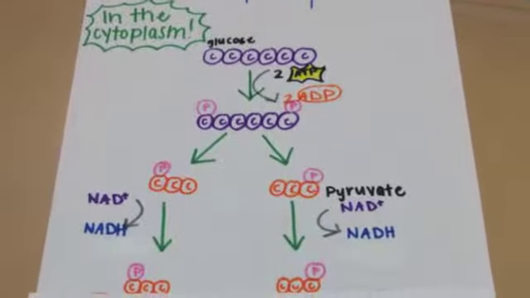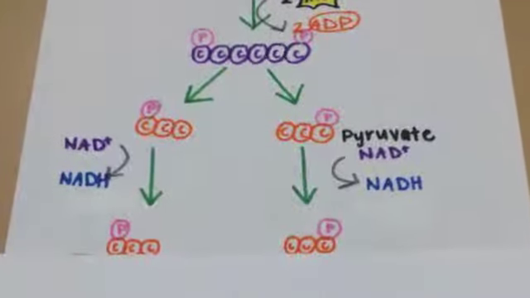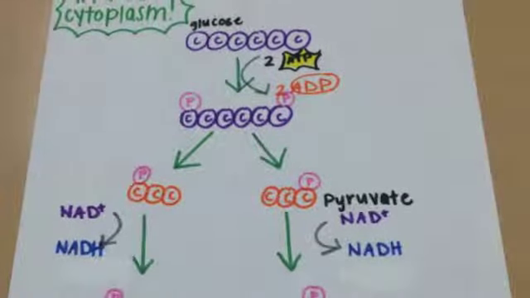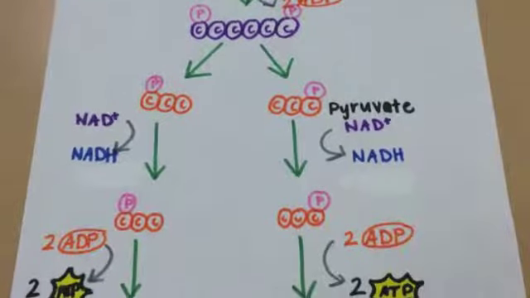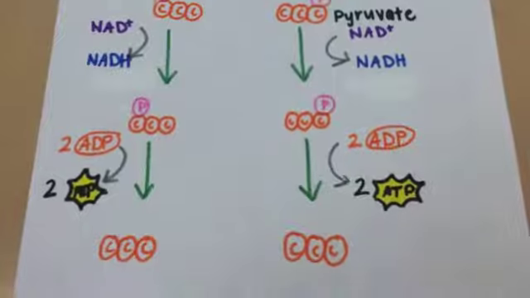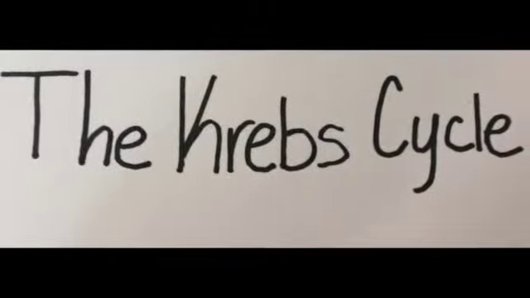An NAD+ transforms into NADH for both 3-carbon molecules. 2 ADPs arrive for each 3-carbon molecule and take the phosphates away to create 2 ATPs, that's 4 total. The final product in glycolysis is 2 3-carbon pyruvates. After glycolysis, the Krebs cycle begins.